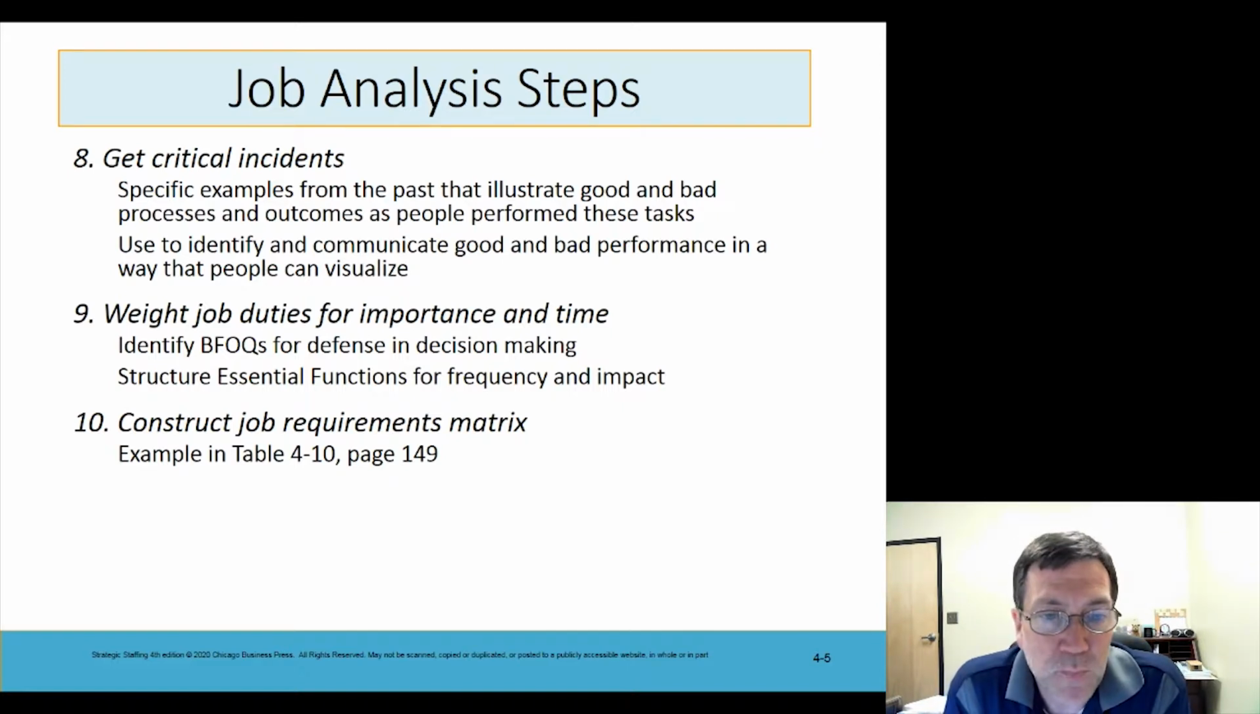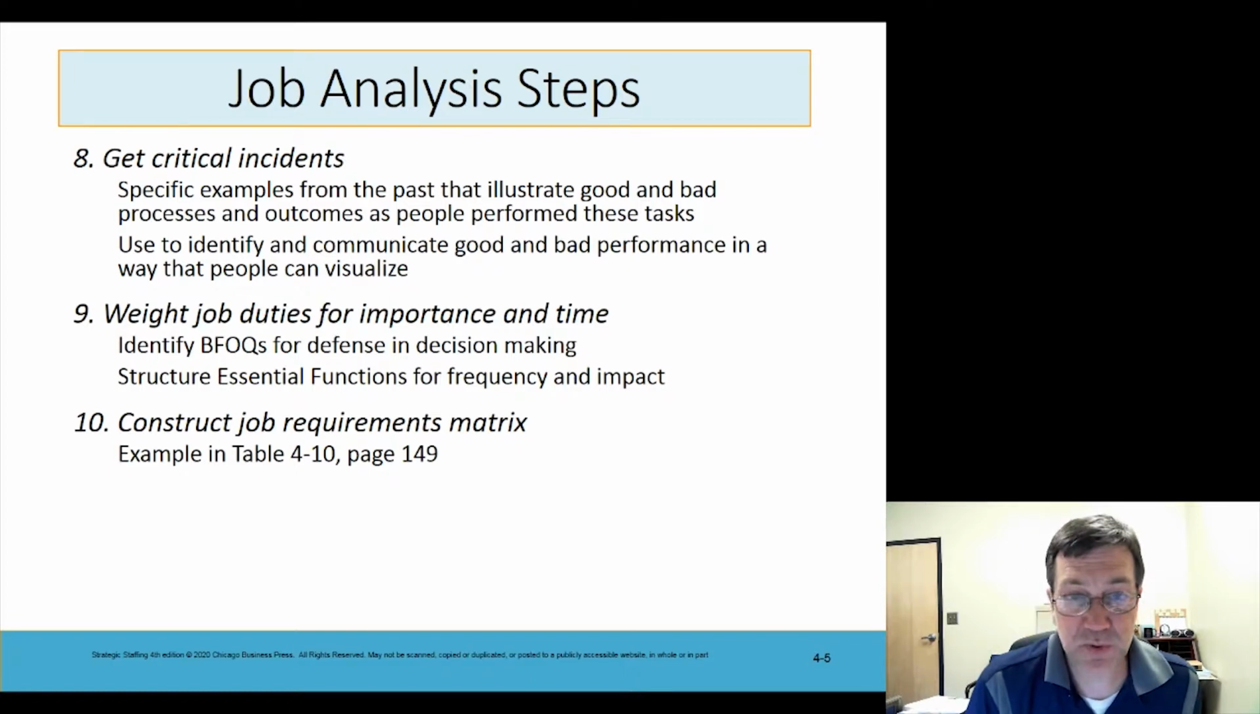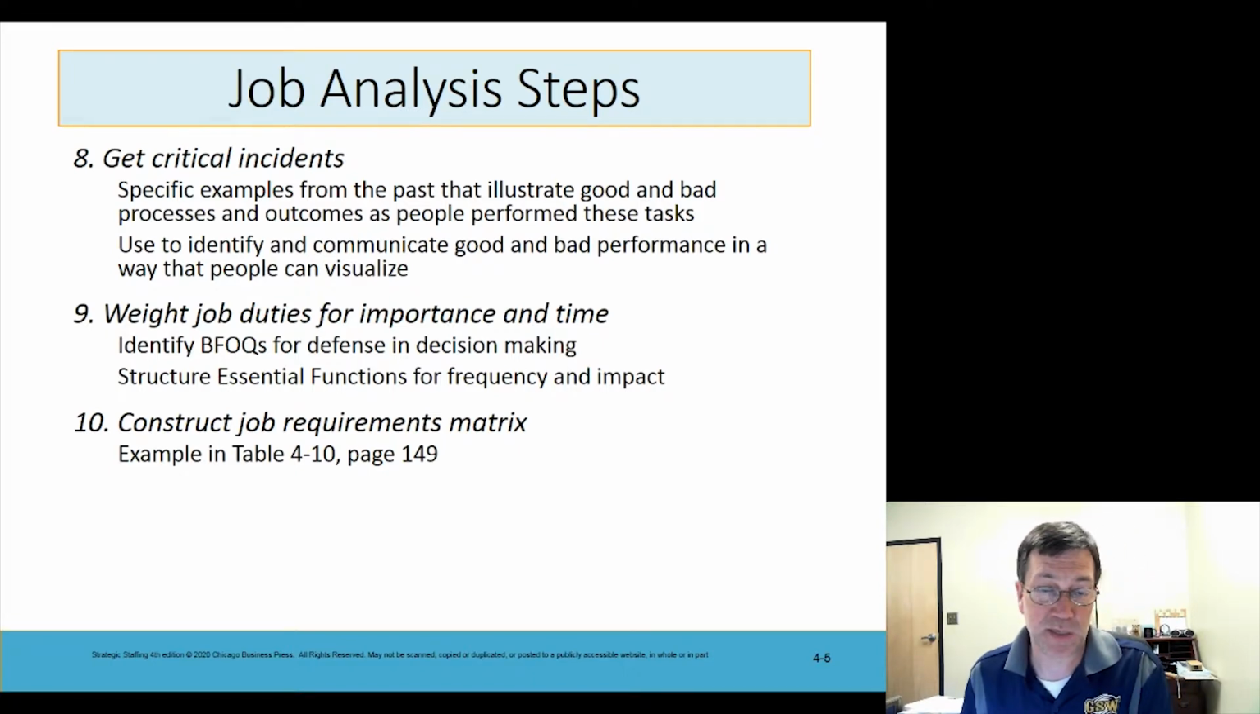Step number 9 is to weight the job duties for importance at time. So we say, all right, here's the things you got to do. These are the more important ones, or these are the ones that really have to happen now, even if it's not a big deal. So we can kind of structure them in some order. Maybe your job is 60% this and 20% this and 20% that. So figuring out what goes in that 60% is important.